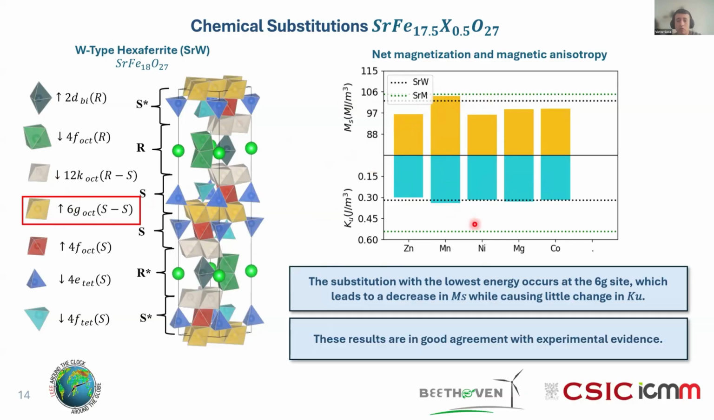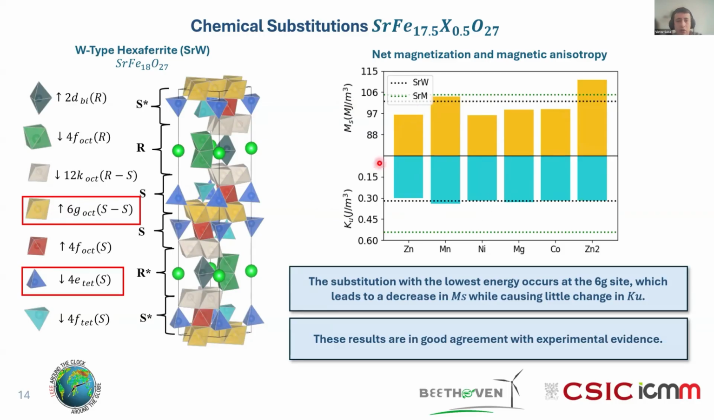This is in good agreement with experimental evidence, but what is really interesting is that if we increase the concentration of zinc, for example to zinc equal 2, the position where the zinc goes is no longer going to be this 6g octahedral position, but this 4e tetrahedral position. And in this case, we are actually improving the magnetization. So maybe changing the concentration of these ions is a way to improve the magnetic properties of the W-type hexaferrite.